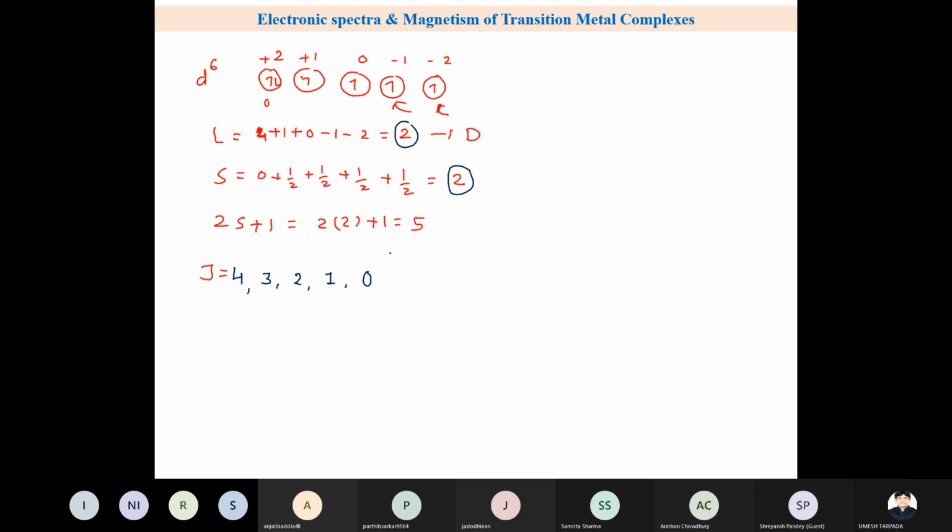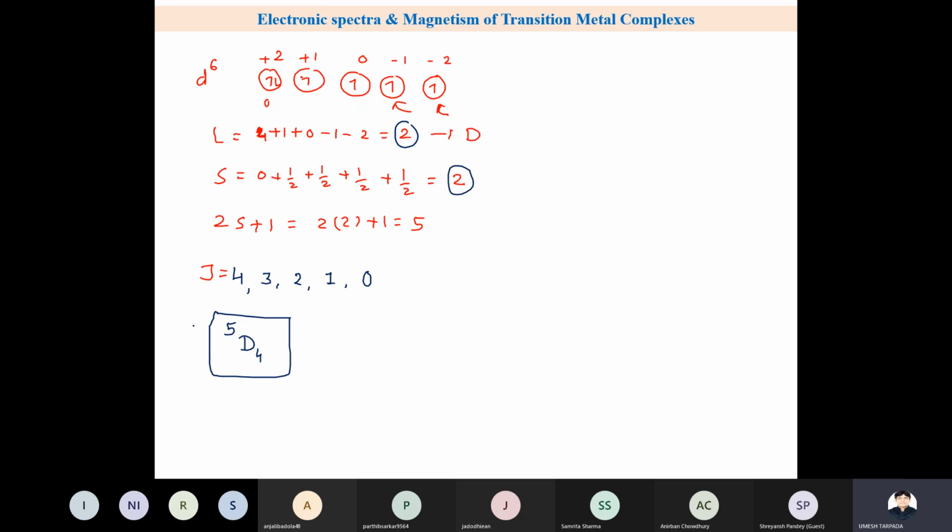Now which value are we using? We will accept 4, because this is a more than half-filled configuration. Therefore the term symbol becomes D with J equal to 4. So this is the ground state term symbol for different ions.